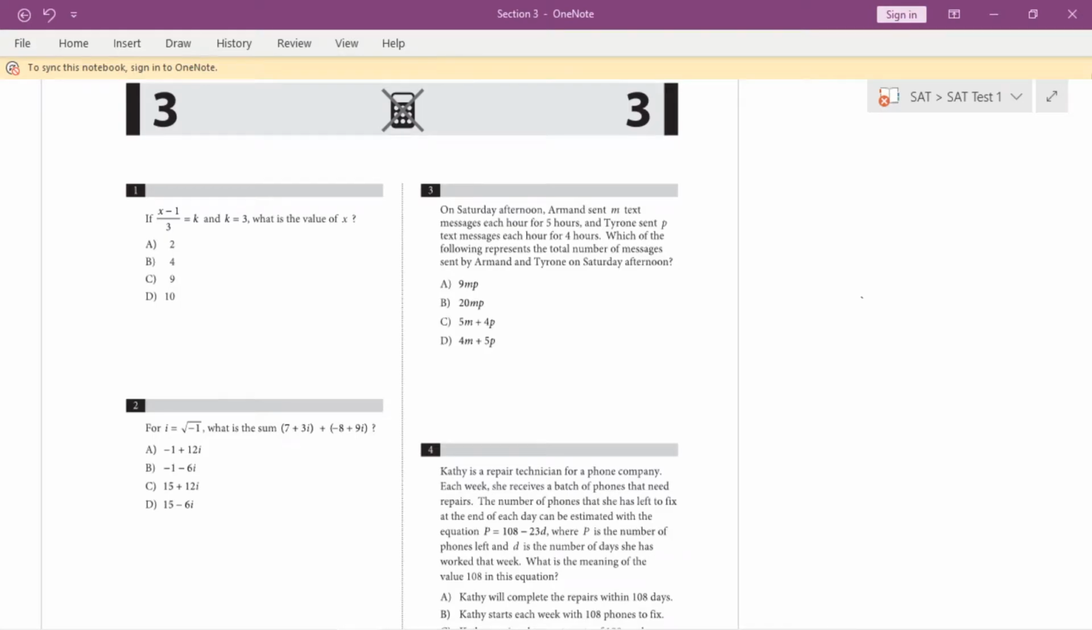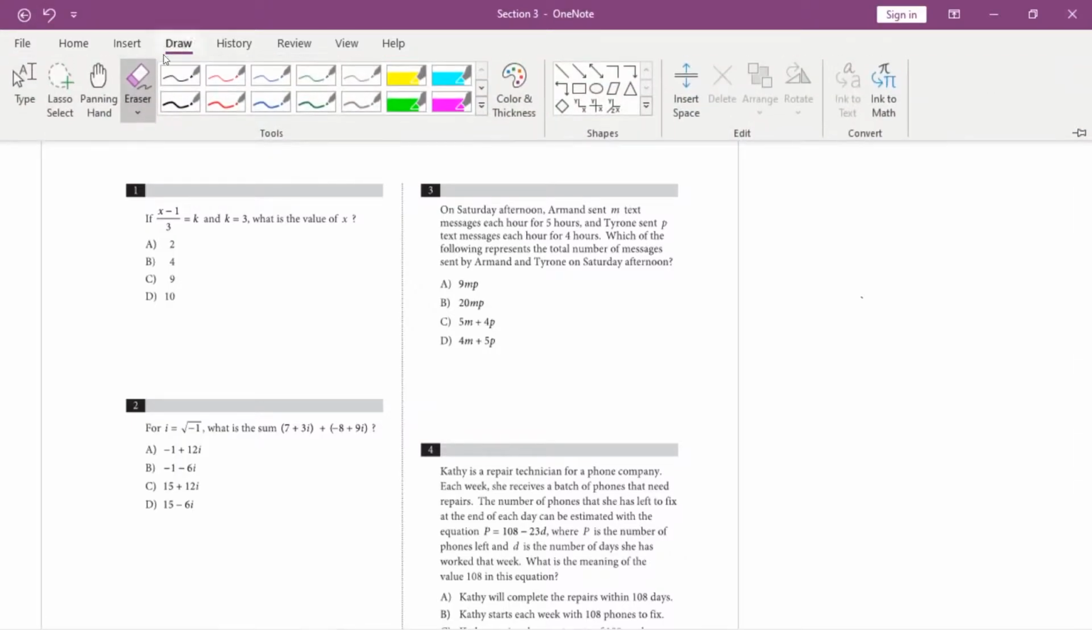Hey, what is going on? We are working on section 3 of the first SAT test that you can find online. So without any further ado, let's jump right in.